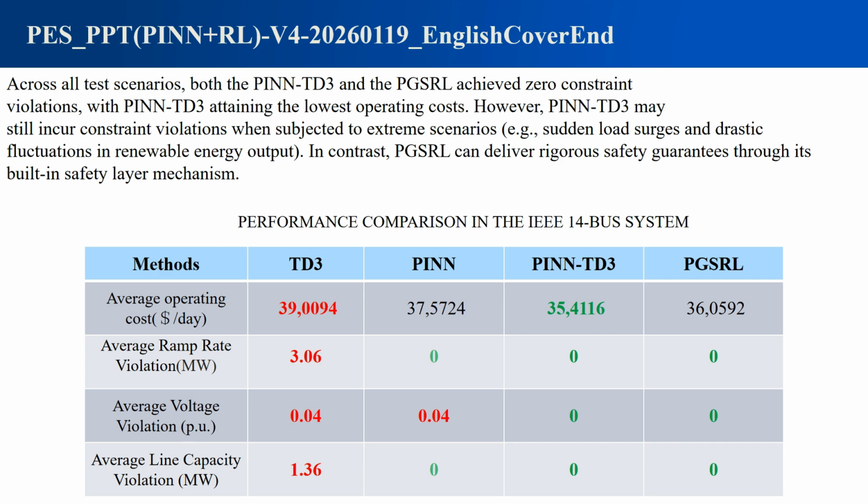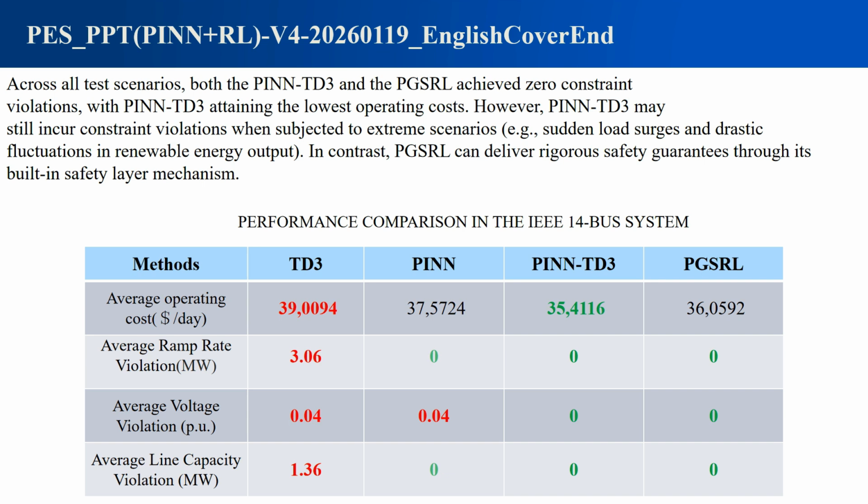PINN TD3 achieves the lowest average operating cost, $35,000.4116 per day, with zero average violations in the tested scenarios. PGSRL has a slightly higher average cost, $36,000.0592 per day, but it also has zero average violations. The cost difference between PINN TD3 and PGSRL should be interpreted as a safety premium.